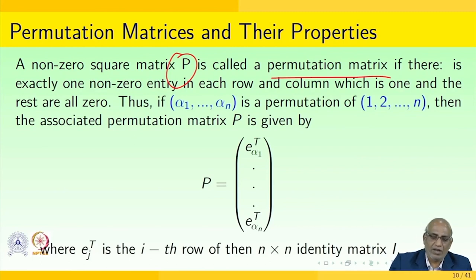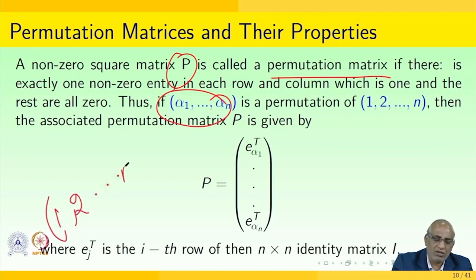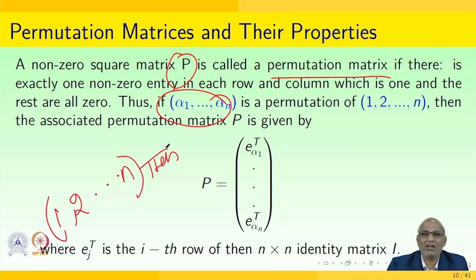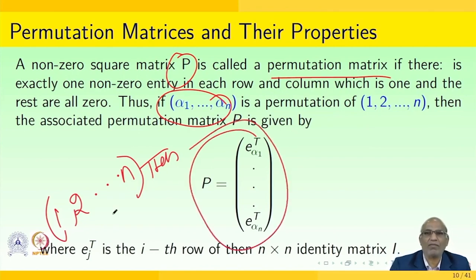Thus, if alpha 1, alpha 2, alpha 3, ..., alpha n is a permutation of 1, 2, etc. n, then the associated permutation matrix P is given in this form, where P is equal to e alpha 1 transpose, e alpha 2 transpose, like that e alpha n transpose, where e i transpose is the ith row of the n by n identity matrix.